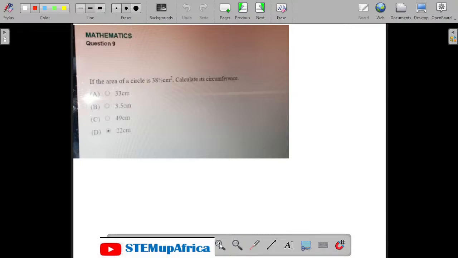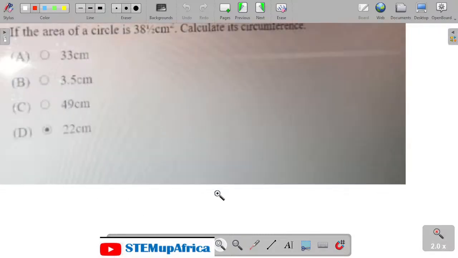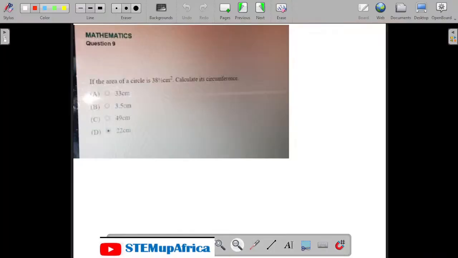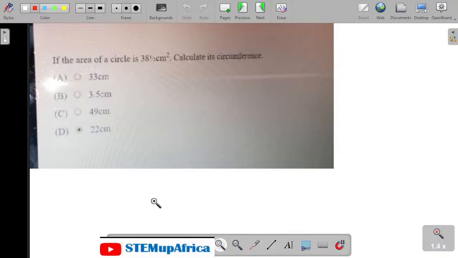So here we have a different question. The question says we should find the circumference; they gave us the area of a circle as 38 and a half. First of all, what is the circumference of a circle? Let's define what it is. Circumference is 2 pi radius. So for me to get the circumference, I need the radius, because pi is constant, 2 is constant. I can get the radius from the area of the circle. We also know that area is pi radius square.